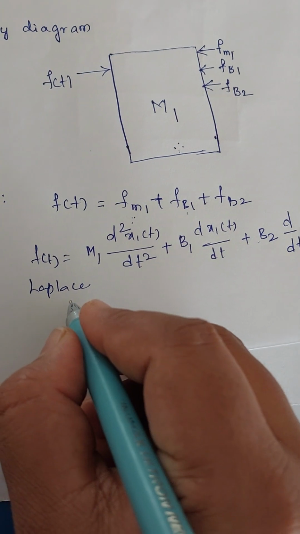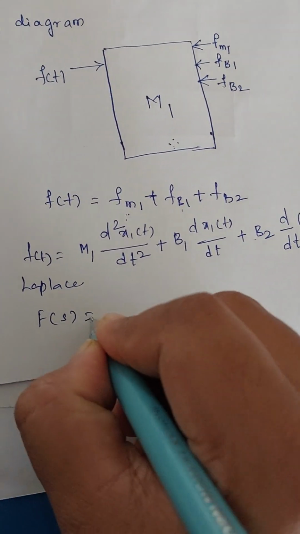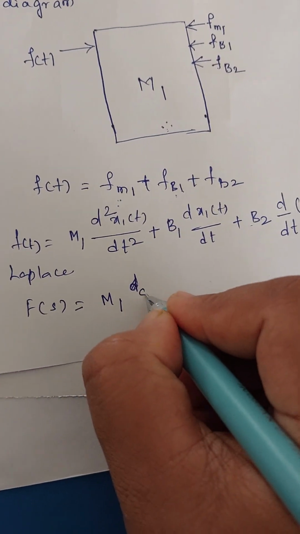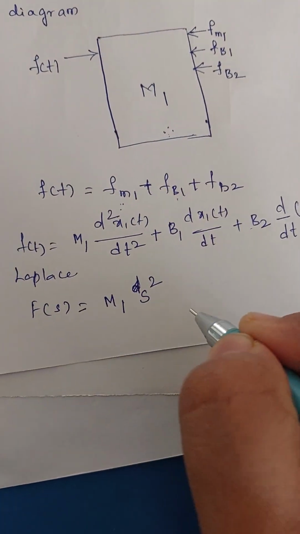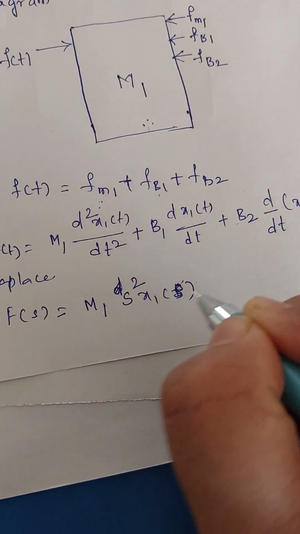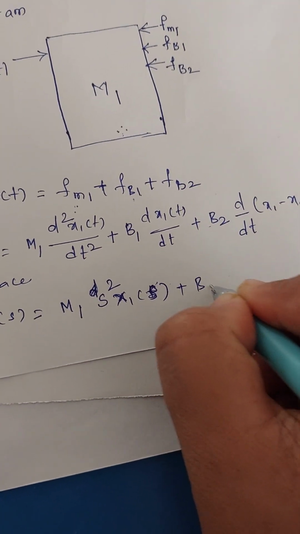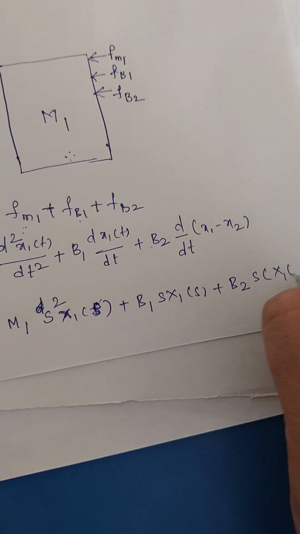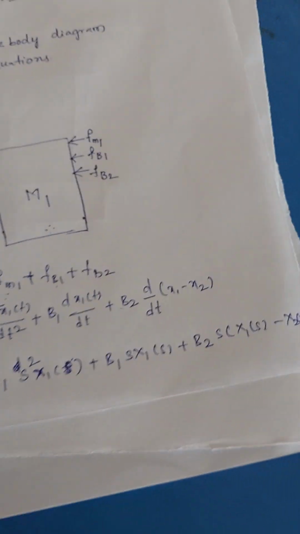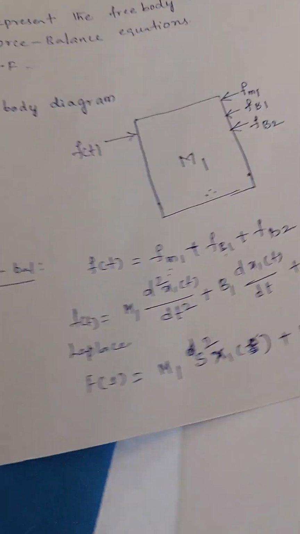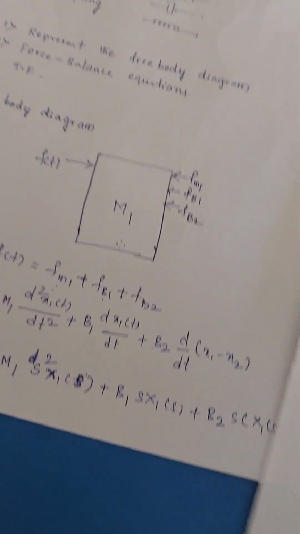If we apply the Laplace transform, it is written as F of s equal to m1 s square x1 of s, since the derivative was squared, plus b1 s into x1 of s plus b2 s into x1 of s minus x2 of s. Now we need to represent all the x1 terms in one place and the x2 terms in another place.